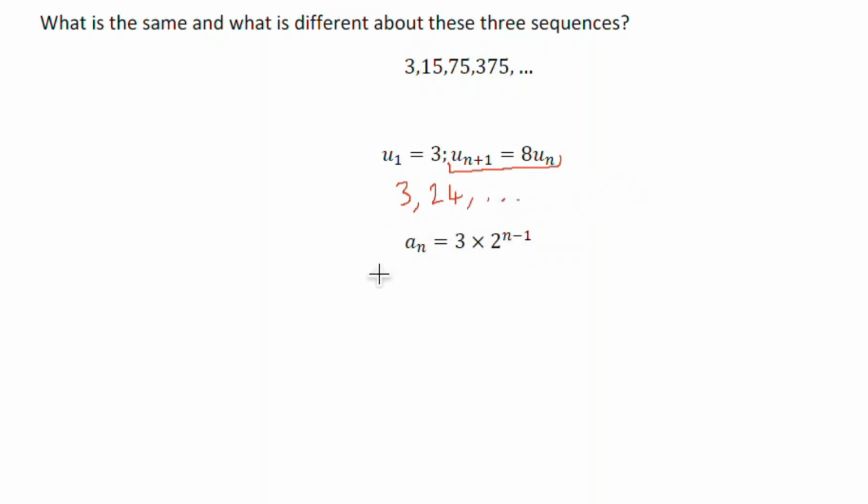In this sequence, we're told an nth term, so we're told a_n is equal to 3 times 2 to the n minus 1. So when n is 1, we get 3 times 2 to the 0, so we get 3. When n is 2, we get 3 times 2 to the 1, so we get 6. When n is 3, we get 3 times 2 squared, 3 times 4, we get 12. And the sequence continues like that.